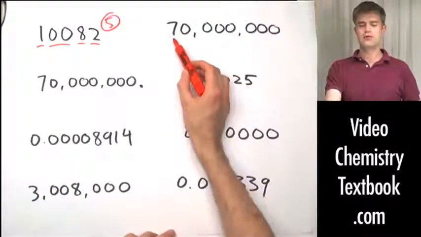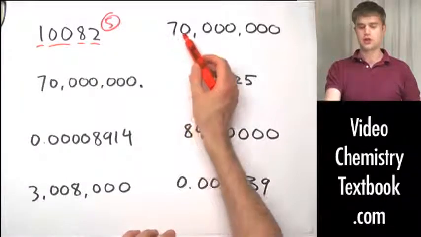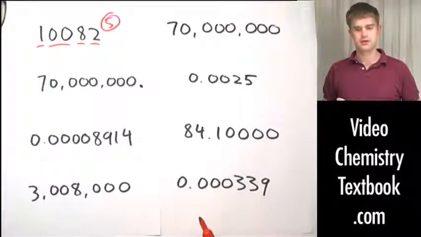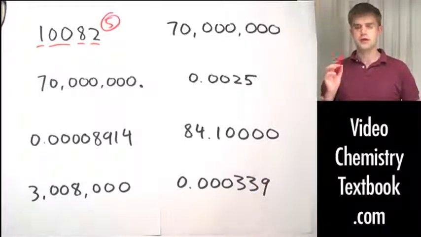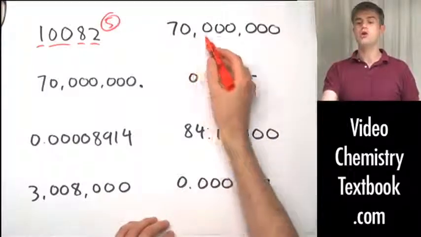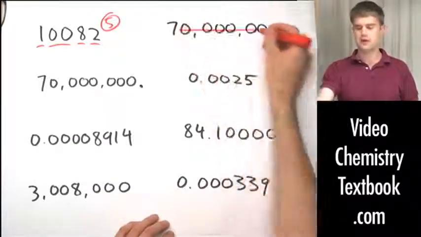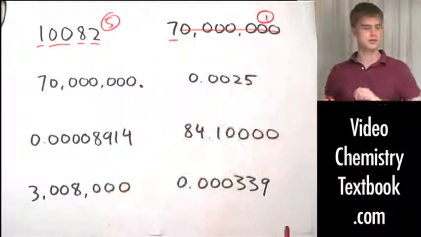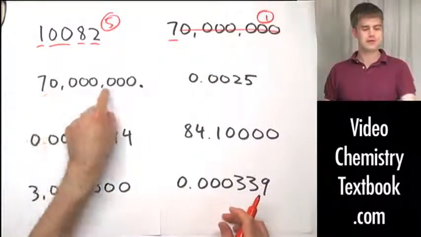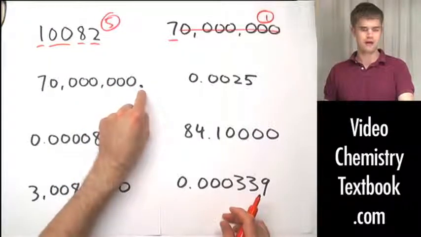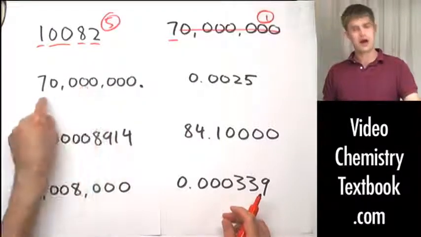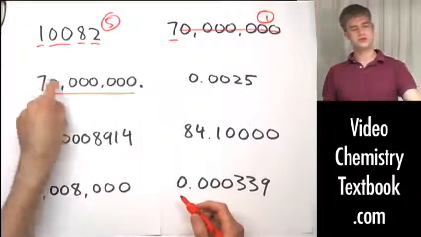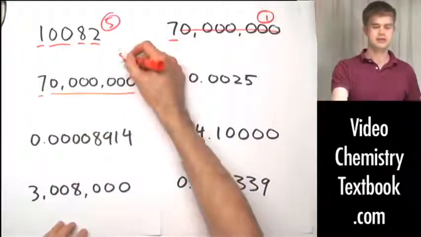Okay, here we have one non-zero digit with a whole bunch of zeros coming to the right. The question that we ask ourselves is, is there a decimal point in the number? And no, there's not. No decimal point, no significance. This means that there's only one significant figure in this number. Now here we have the same number, 70 million, but there is a decimal point after it. Zeros to the right of a non-zero digit are significant if there's a decimal point. So 1, 2, 3, 4, 5, 6, 7, 8 significant figures here.